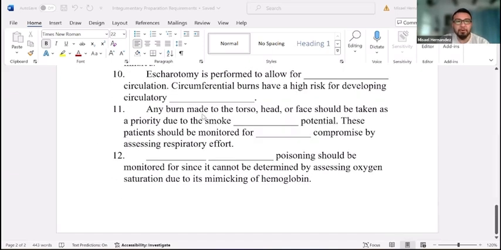11, any burn made to the torso, head, or face should be taken as a priority due to the smoke blank potential. These patients should be monitored for blank compromise by assessing respiratory effort. Number 12, blank poisoning should be monitored for since it cannot be determined by assessing oxygen saturation due to its mimicking of hemoglobin.